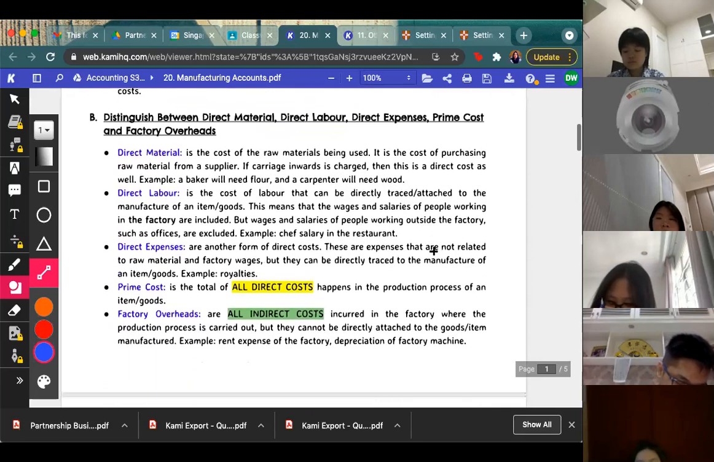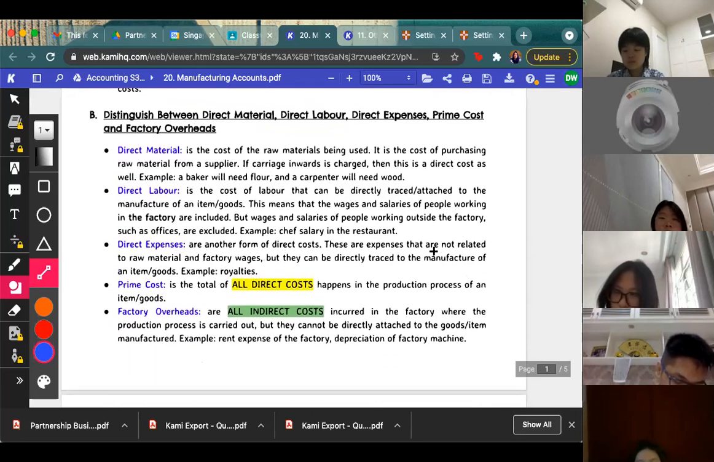Next, let's talk about direct expense and indirect expense deeply. Direct material is the cost of raw materials being used. It is the cost of purchasing raw material. It is different from a trading company. In a trading company, we are purchasing finished goods, goods that are ready to be sold to the customer. But in a manufacturing business, we are purchasing raw material. This raw material is not yet finished goods that can be sold to the customer.